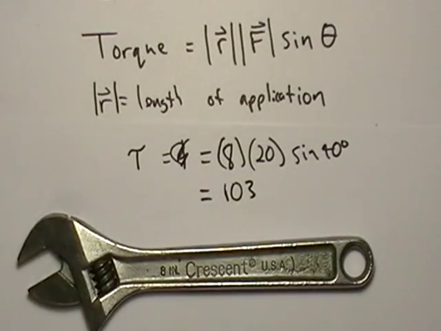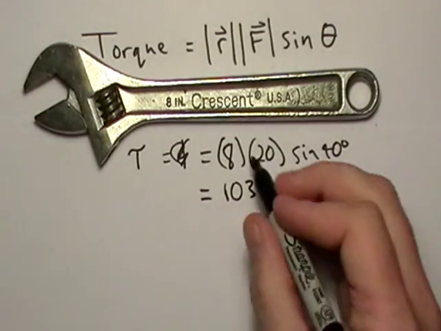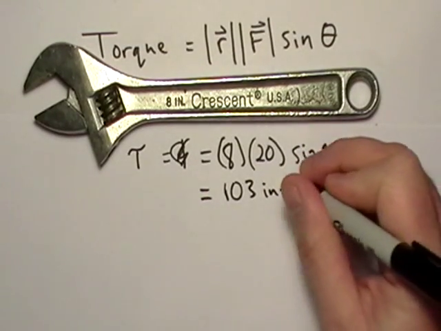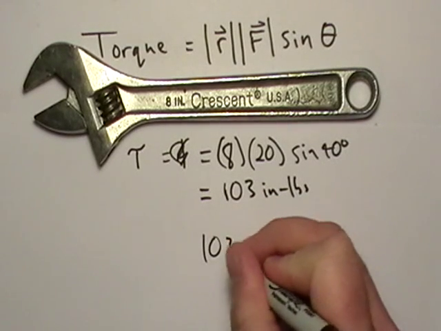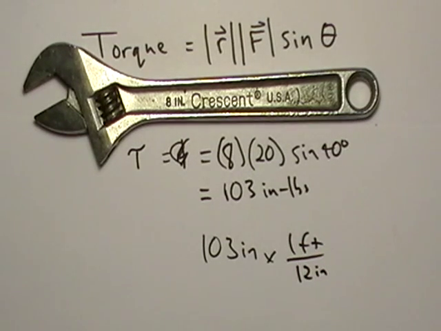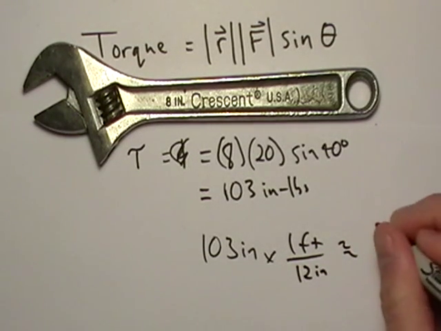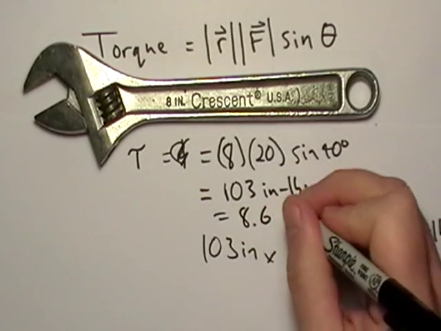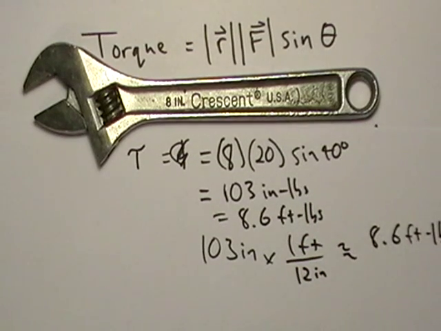Okay, now our units are a little different. Let's take a look at our units. This was measured in inches and this was measured in pounds, so it's going to be in inch-pounds. So 103 inch-pounds, and 1 foot is 12 inches. So I'm going to divide my figure by 12, and that gives you about 8.6 foot-pounds, okay? You've heard of foot-pounds probably before. If you're an engineering student, I hope you've heard of foot-pounds before.